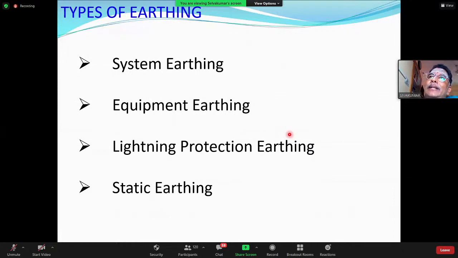And static earthing is for the dangers created due to static electricity, particularly in explosive industries, chemical, petrochemical, oil and gas. In these industries, static earthing is very important. There is a separate Indian and international standard for that. That is beyond our subject of discussion. Just to know that there are various types of earthing, I have included these two also, but we will focus mainly on system and equipment earthing.